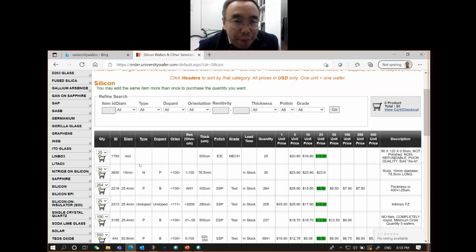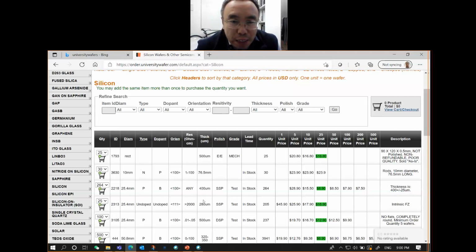Then is the type. We have N-type, P-type, and undoped. The undoped one is the intrinsic float zone wafer. The other wafers are made by the CZ method, but this one is made by the FZ, float zone method. This is intrinsic and has very high resistivity. This is the orientation of the top surface. Normally we buy 100, but it's also possible to buy 111 wafers. This is the resistivity, with intrinsic having higher resistivity.